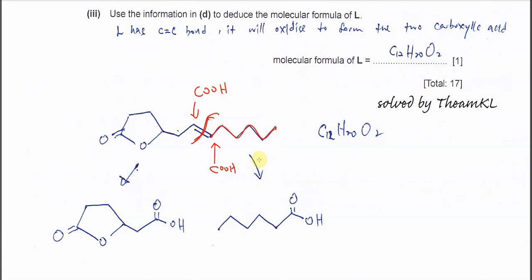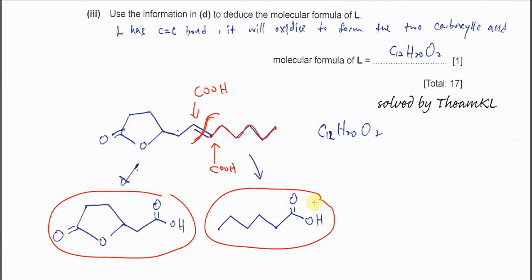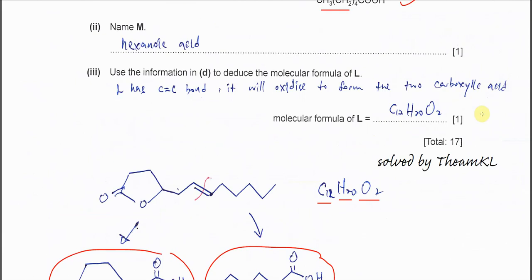Now, this is how to get the structure, because after the bond breaks, it will form this product and this product. So from these two products, we can deduce back the structure like this. If we know the structure like this, then we can deduce the molecular formula. So it will be C12H20O2. Okay, that's all for this question. Thank you.